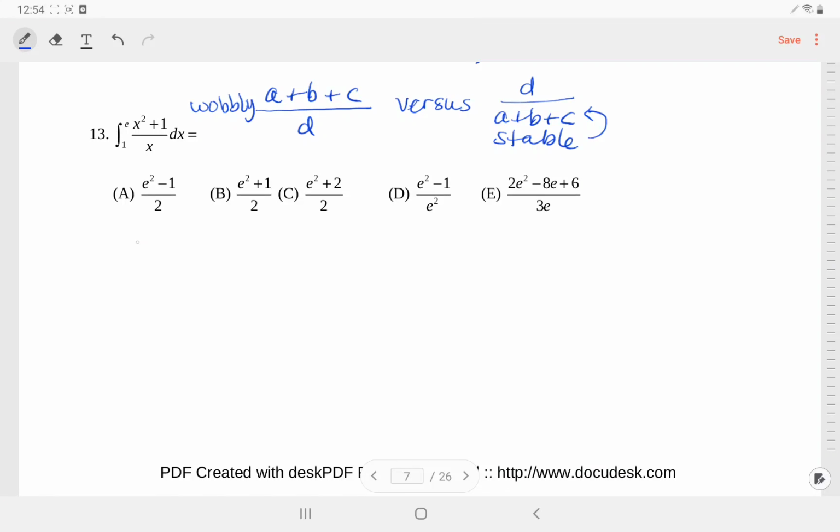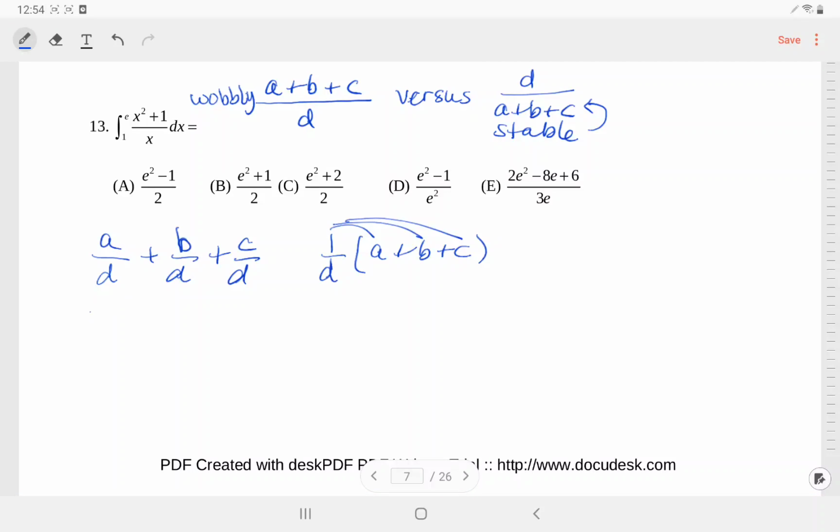The wobbly one is when you can distribute. So you can distribute that to be A over D plus B over D plus C over D. Officially, it's called distributing the division. What you're really doing is you're putting 1 over D, A plus B plus C, and then you're distributing the division. So when I see 13, that's what I'm thinking. I'm thinking distribute the division.